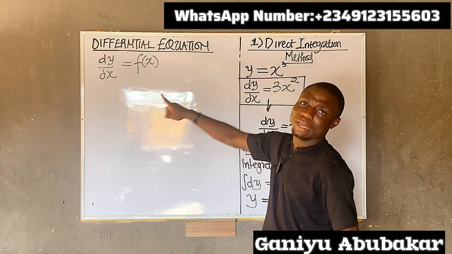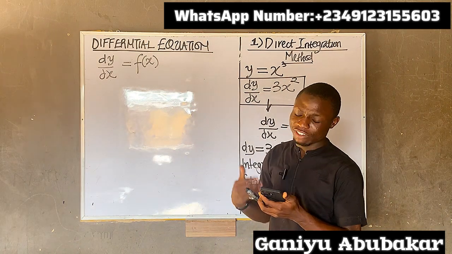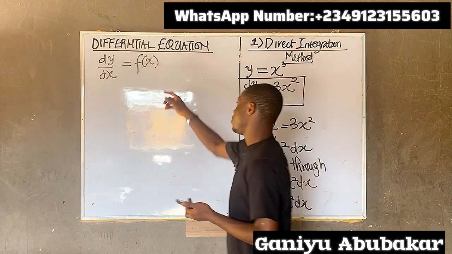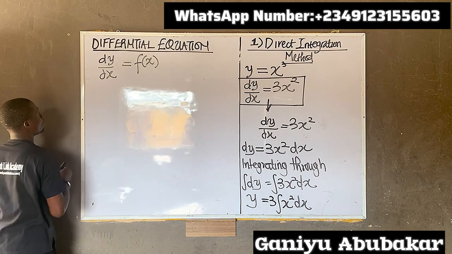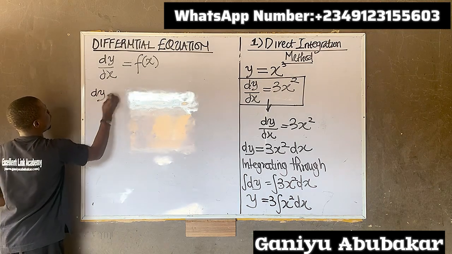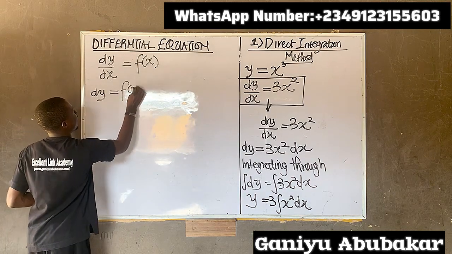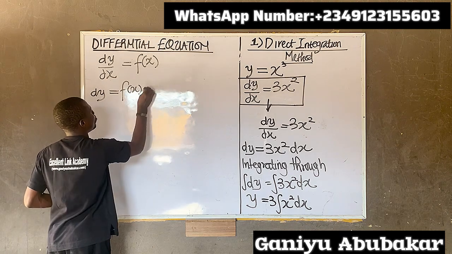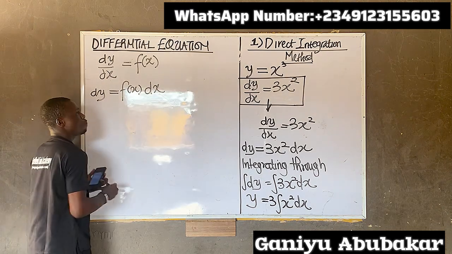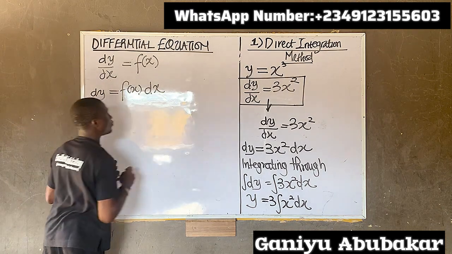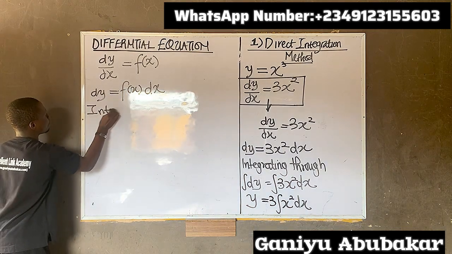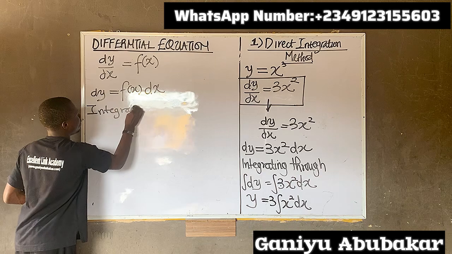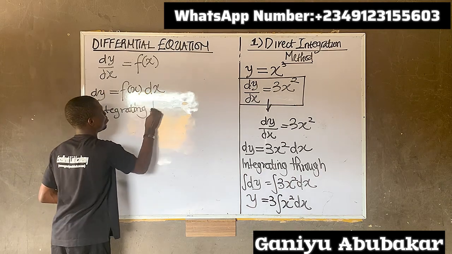Let's assume that this is my question. Given a differential equation in the form of this, what do you do? Take this dx here. That gives you dy equal to f of x dx. Follow the same pattern of this process. You integrate through from here.